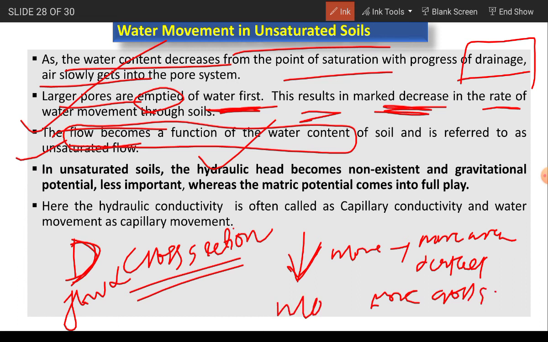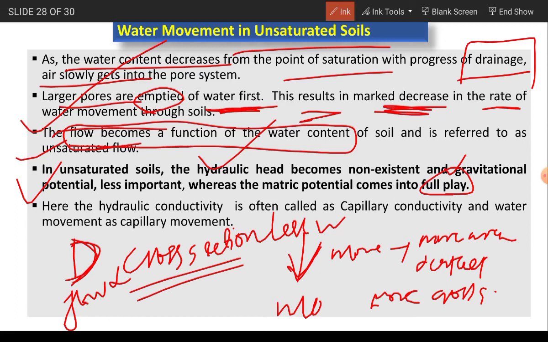In unsaturated soil, the hydraulic head becomes non-existent and gravitational potential is less important, whereas the matric potential comes into full play. As I told before also, in unsaturated soil only the matric potential plays a major role. Right.